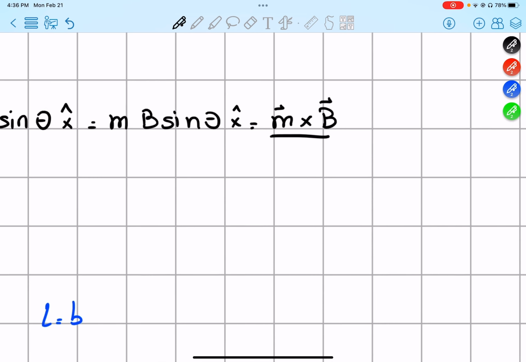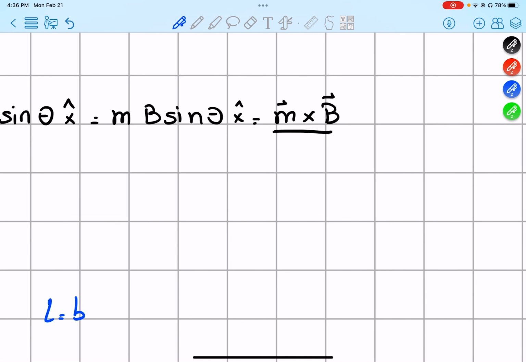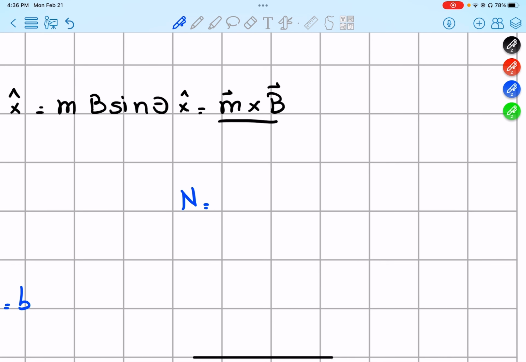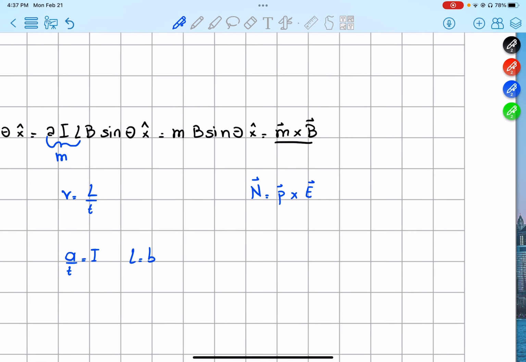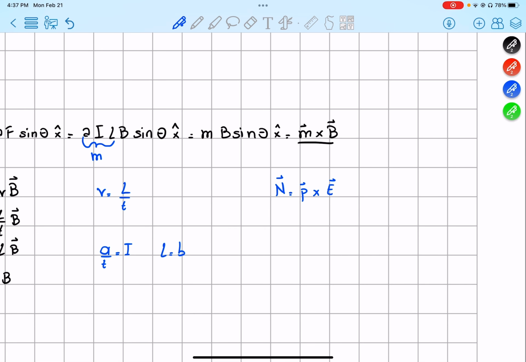However, you can remember that we had the same torque on an electric dipole given by an electric field, which was P cross E. So they are very much similar. They are pretty much the same formula, just changing from an electric field to a magnetic field. And that is the first part of the chapter. The second part is a little more complicated, so I'm just going to do it in another video.